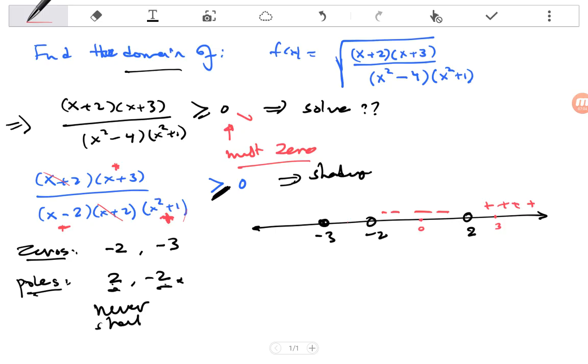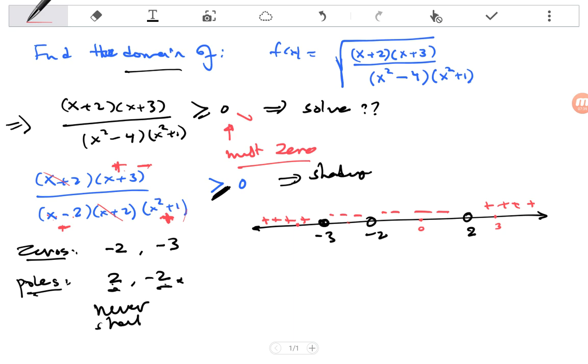Okay. For this interval, I choose minus 2.5. Minus 2.5, that will be positive. Minus 2.5 minus 2, that will be negative. Minus 2.5 minus 2, that will be negative, and that is positive, so that will also be negative. For a number less than negative 3, for example, minus 4, that bracket will be negative, that bracket also will be negative, so negative over negative will be positive.